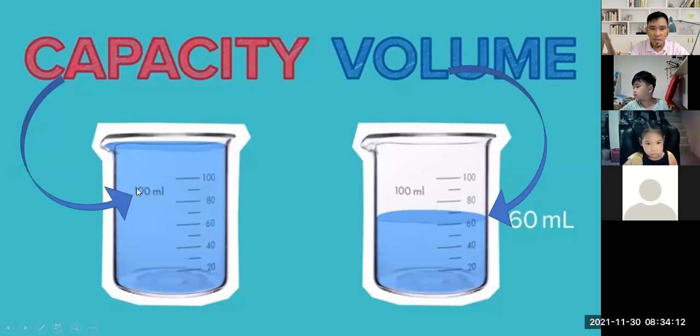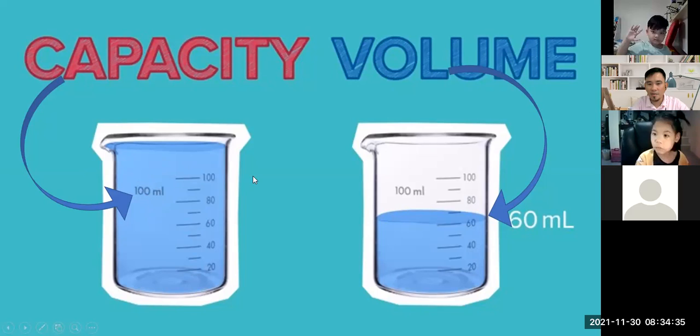Just look at this one. So what is the capacity of this beaker? This beaker can hold up to 100 ml. What is ml? Milliliter. In Thai, you call it milliliter, right? So the capacity of this beaker is 100 ml. And here, what is the capacity? What is the volume of liquid here?